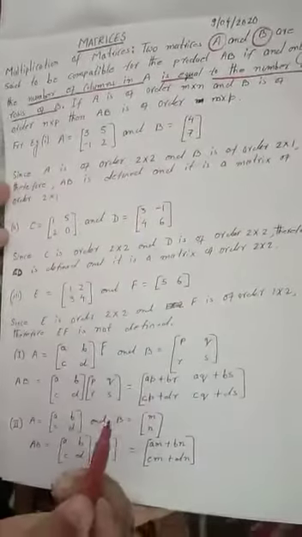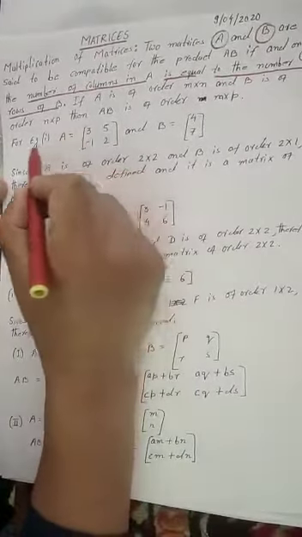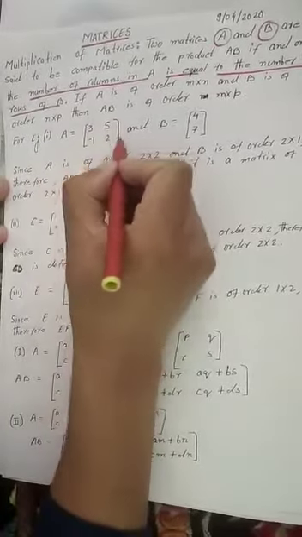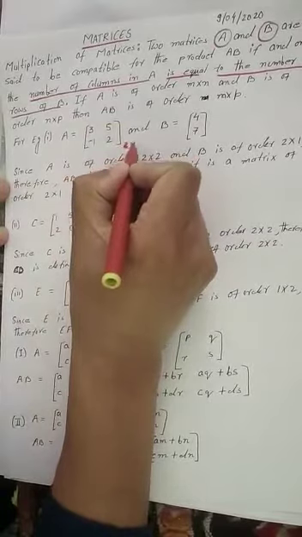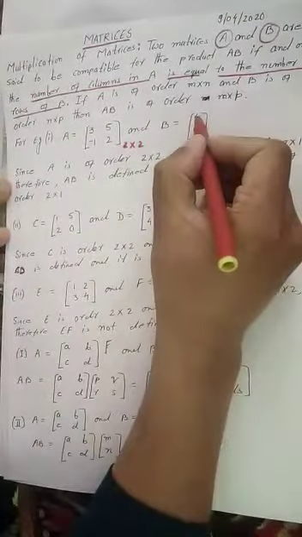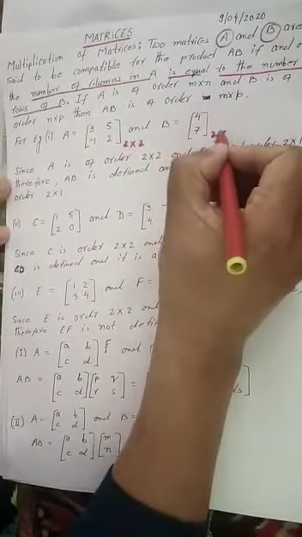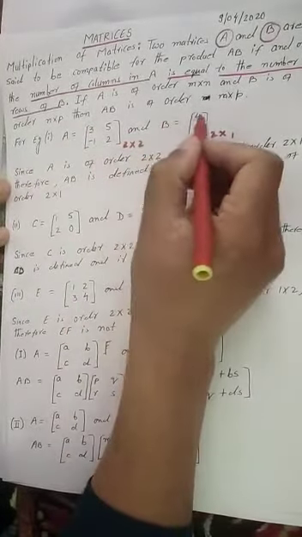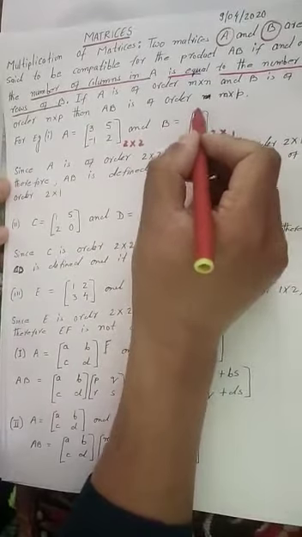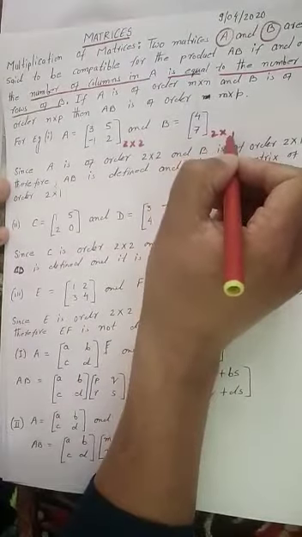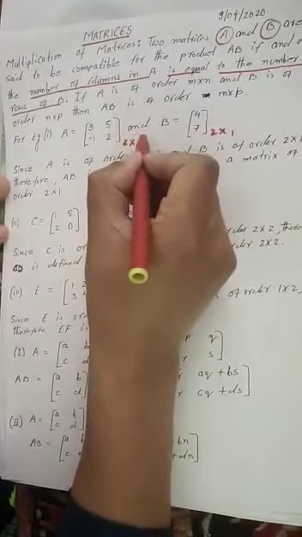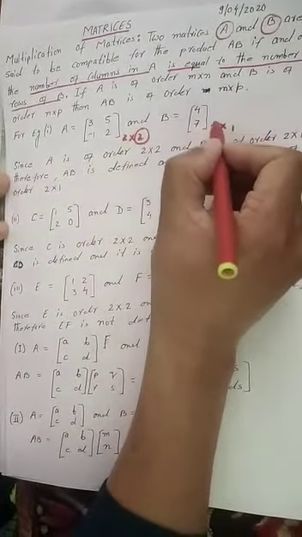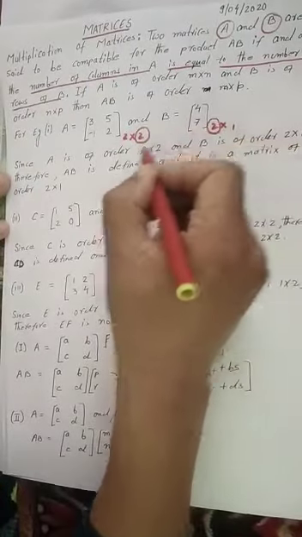suppose, for example, A = [3 5; -1 2]. Out here the order of the matrix is 2 by 2, and out here the order of the matrix is 2 by 1. Here you have two rows, two columns, order is 2 by 2. Here you have two rows, one column, so the order of this is 2 by 1. Now check the columns of matrix A. Columns of matrix A is 2, and check the rows of matrix B. Rows of matrix B is 2. So these two are equal.